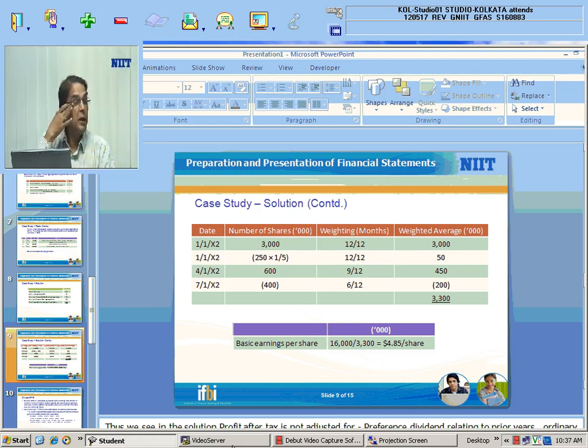Next we will talk about diluted EPS. We have talked about the basic earning per share. Now we will talk about diluted EPS, how it is calculated as per IAS 33.